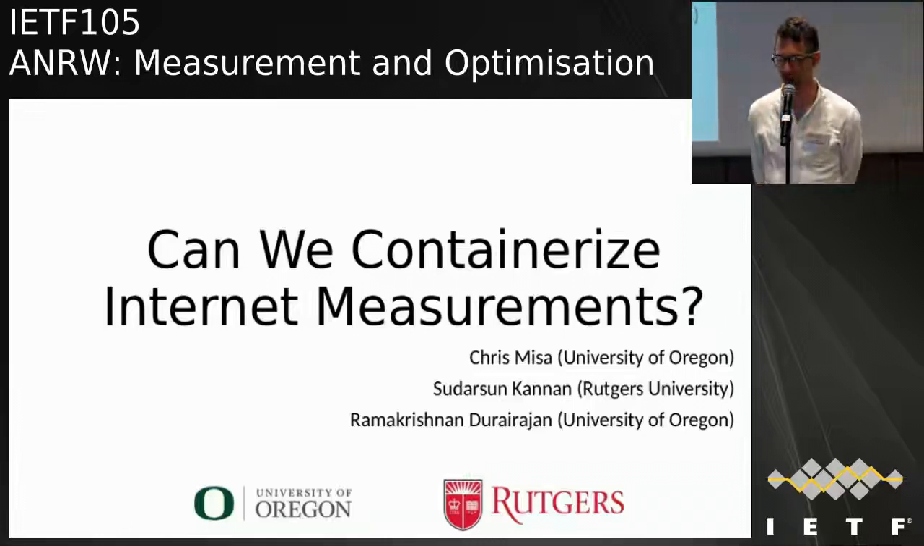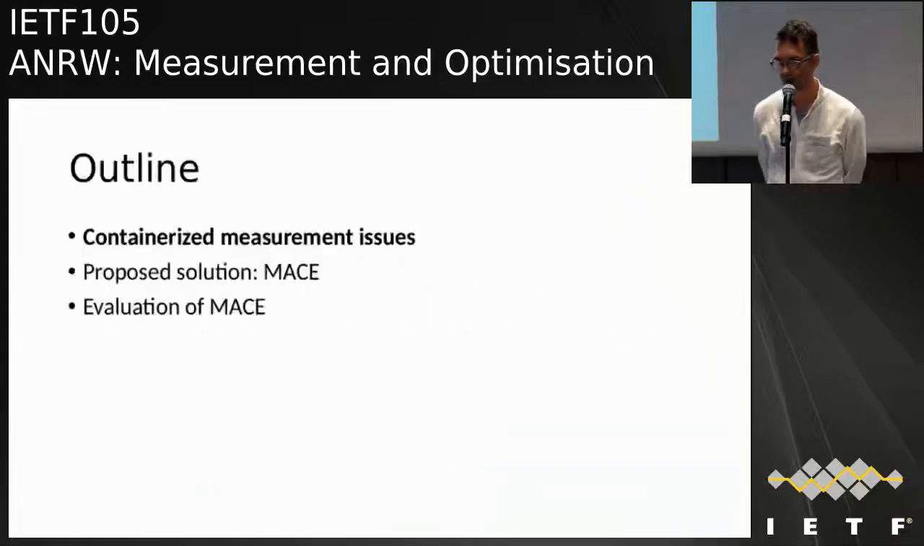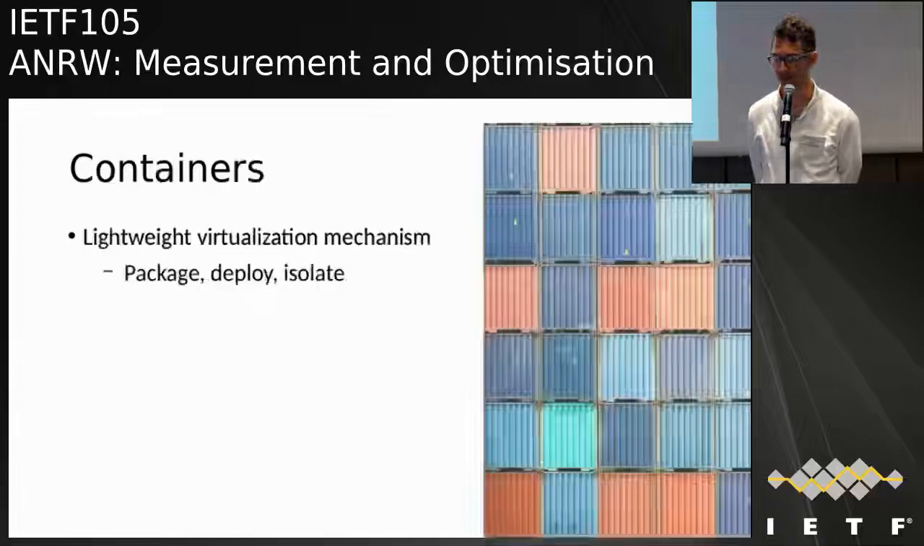So we'll start with this question, can we containerize internet measurements? This is joint work between myself, Sudarsun Kannan from Rutgers University, and my advisor at the University of Oregon, Ramakrishnan. We'll go through this question in three distinct phases. First, we'll look at some of the issues around containerization, and in particular what containerization means for internet measurements. Then we'll look at a proposed solution that we've developed called MACE, and we'll also present an evaluation of our solution.